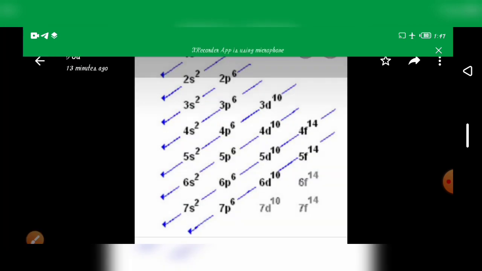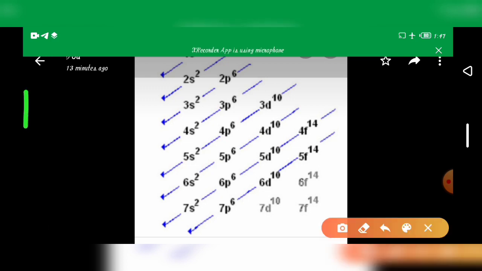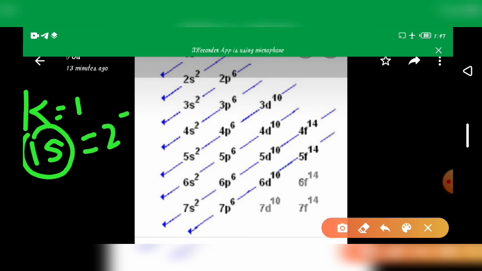Okay. Next you see, I am saying how it will be filled. You know very well the K cell is the first cell, that is 1. So this cell contains the 1s orbital. The s orbital always contains 2 electrons. So it contains 1s2.